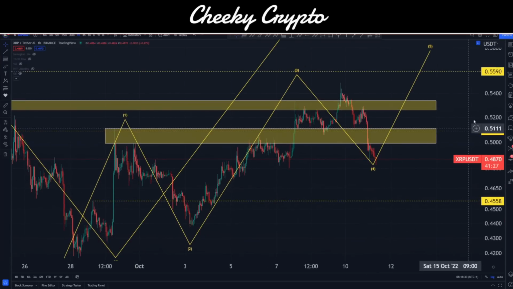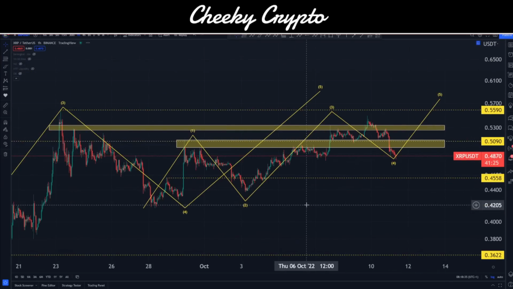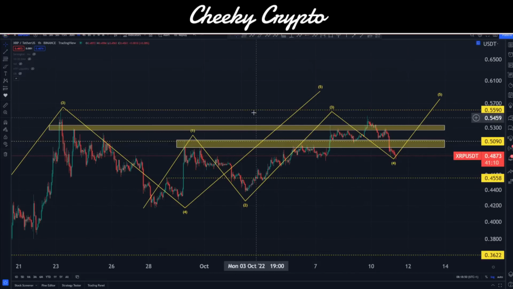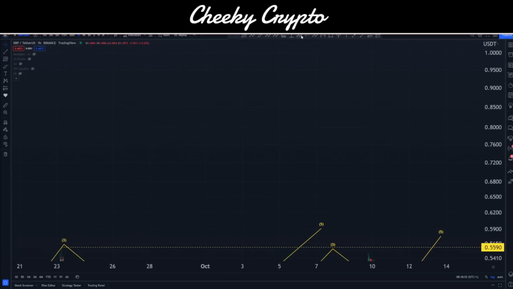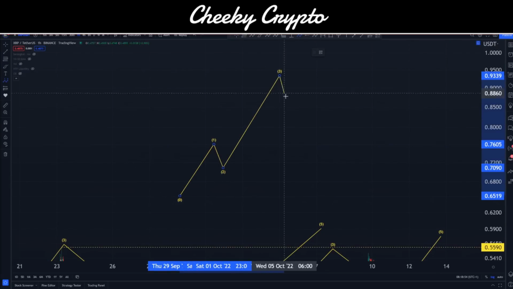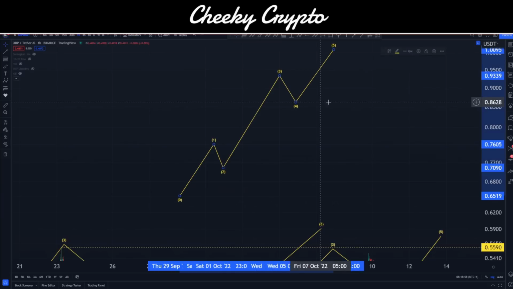Okay, what we want to talk about is just following on from what we've been discussing for a little while now, which is basically an ending diagonal structure here to finish off our structure for XRP. Ending diagonals are 5-wave structures that comprise 3 waves rather than 5 waves. So your standard technical 5-wave structure, most commonly the one that gets spoken about all the time, is an impulsive structure.